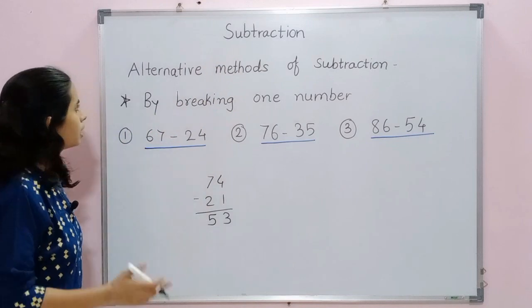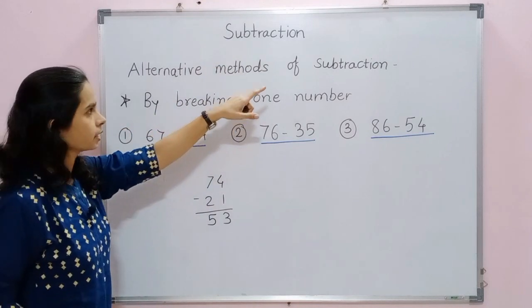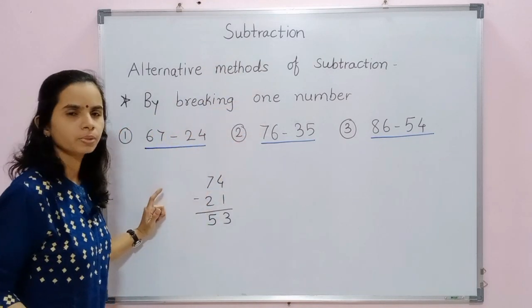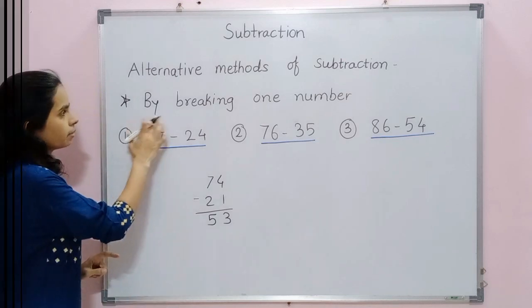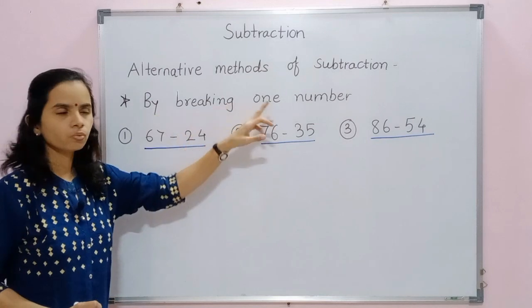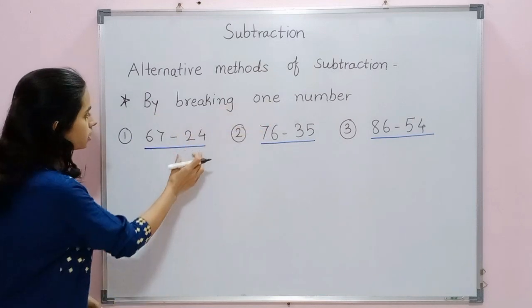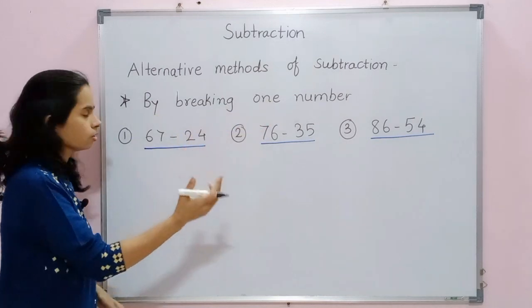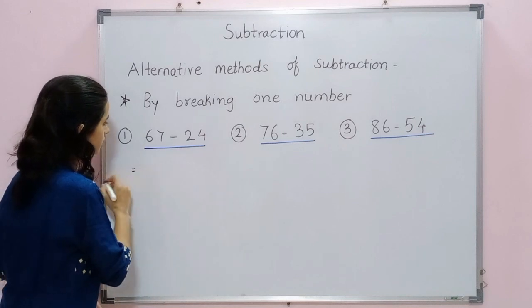There are some alternative methods for subtracting this type of numbers. First method is by breaking one number. Here we will break this smaller number in tens and ones. So let's start.